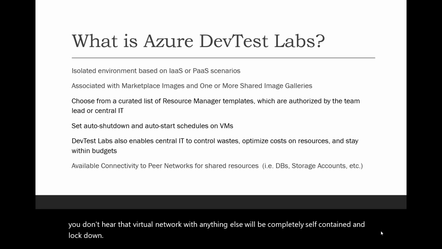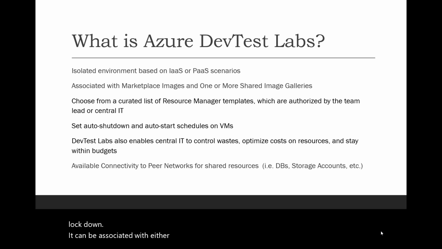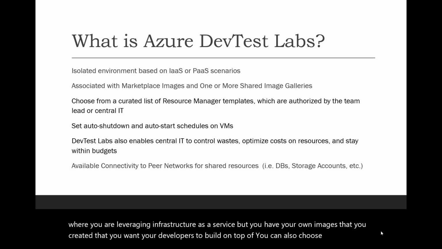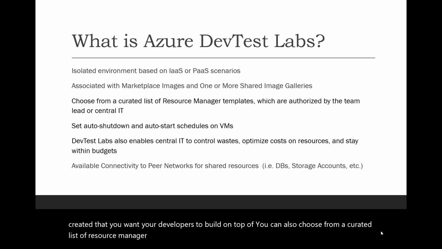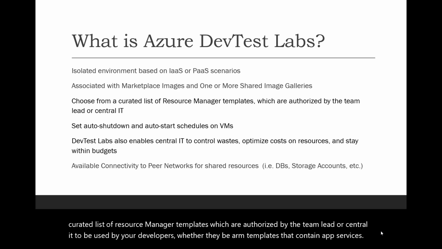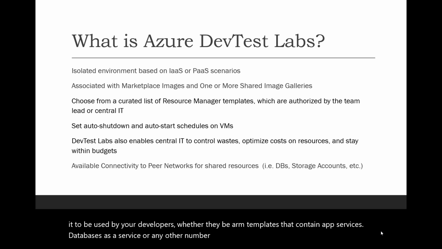It can be associated with either marketplace images or one-to-many image gallery scenarios where you are leveraging infrastructure as a service, but you have your own images that you've created that you want your developers to build on top of. You can also choose from a curated list of resource manager templates, which are authorized by the team lead or central IT to be used by your developers, whether they be ARM templates that contain app services, databases as a service, or any other number of platform-based services. All of that can be deployed using resource manager templates.